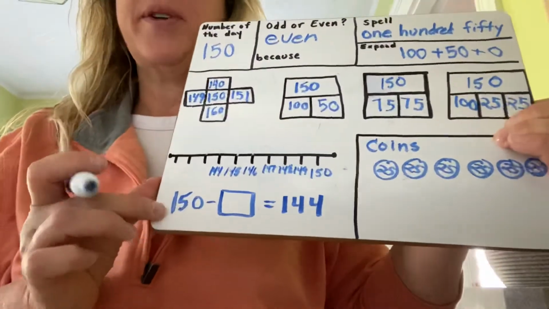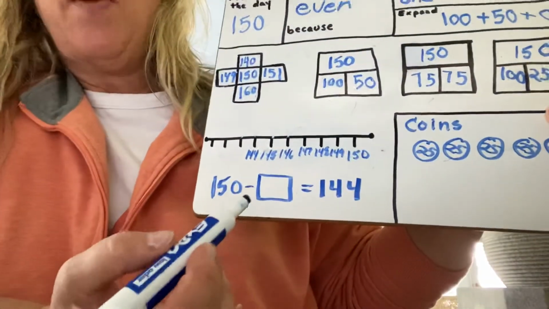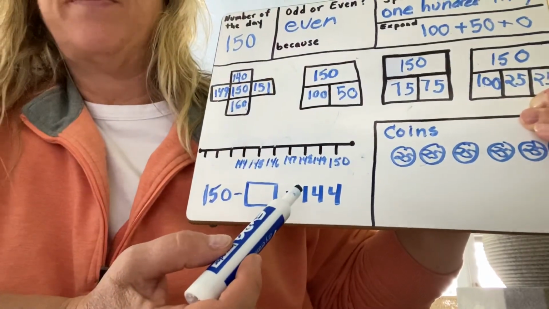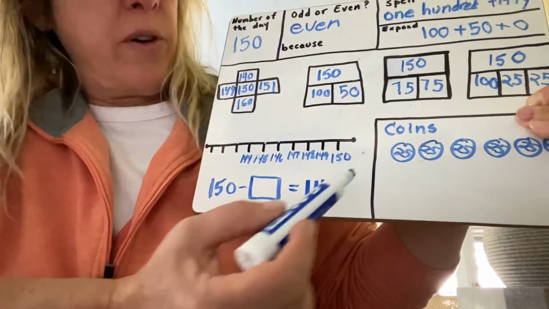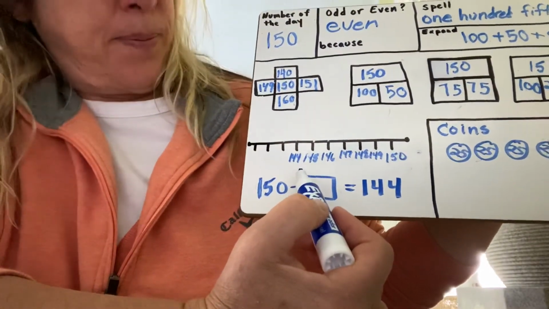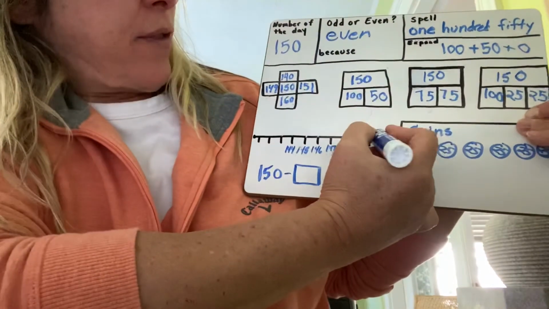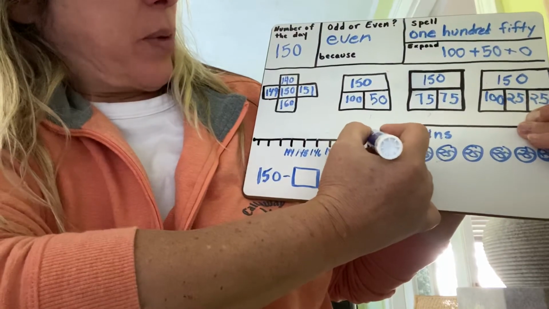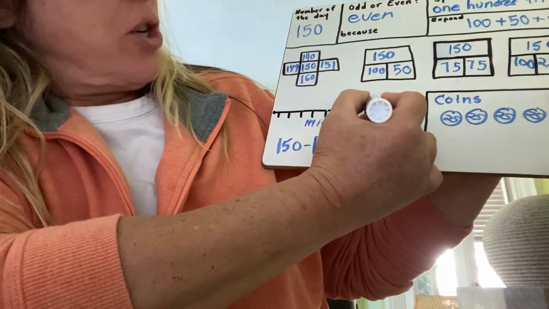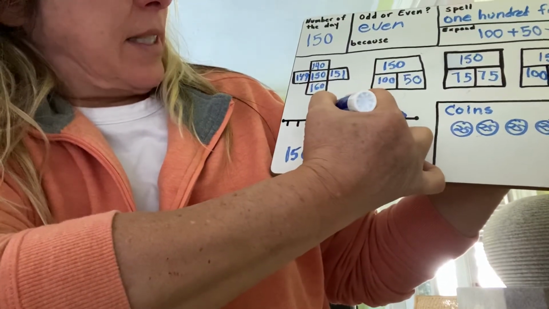Look at these big numbers. Here's 150 over here. And I want to see how many jumps it'll take to get to 144. Well, let's take a look. 144 is less than 150, isn't it? So I have to go backwards on the number line. I have to start here. Remember, we put a circle where we start, and we're going to go backwards. 1, 2, 3, 4, 5, 6.